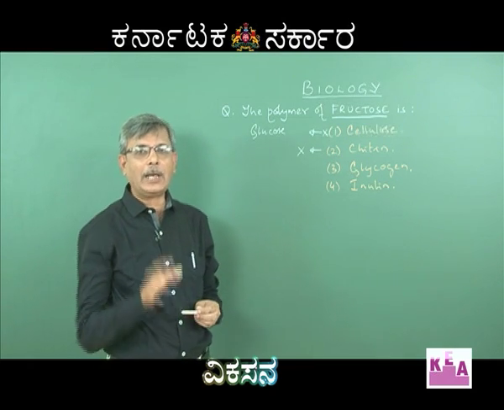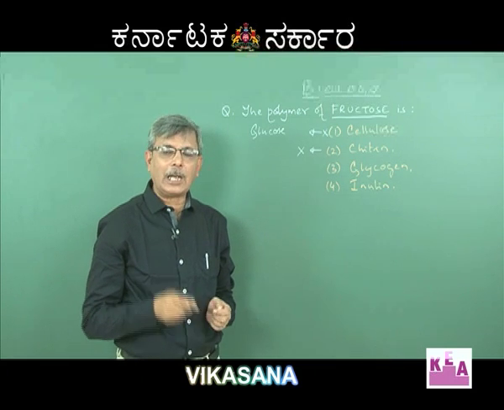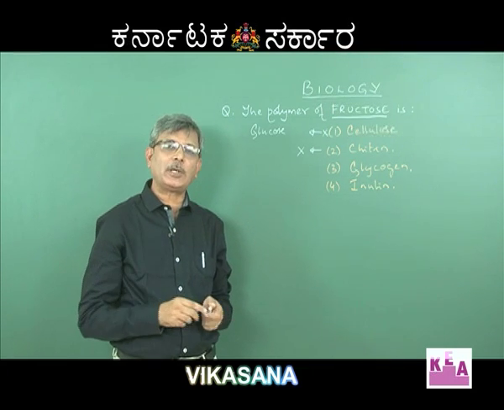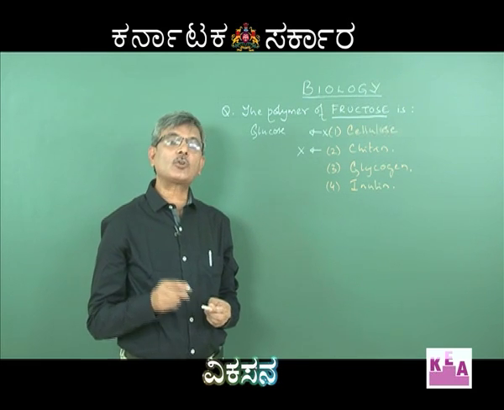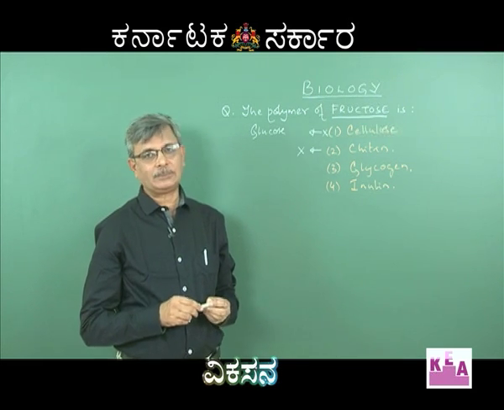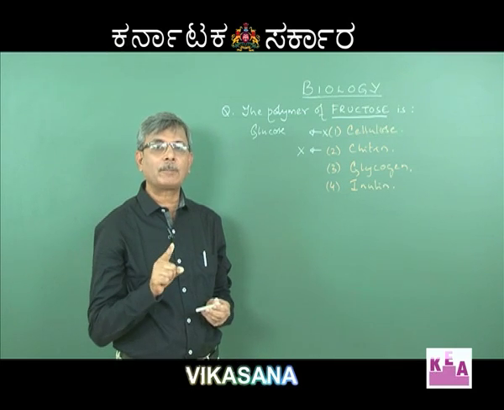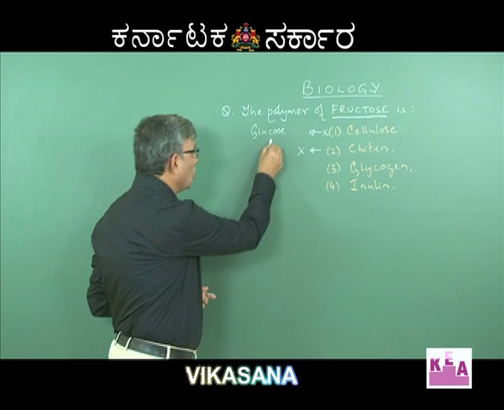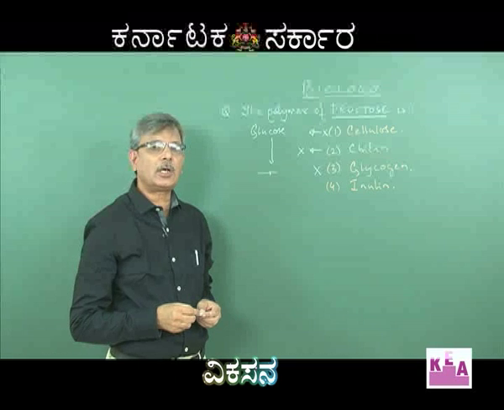Glycogen. Glycogen is commonly called as animal starch. Again, glycogen is found as the reserve food material in animals including human, and it is also reserve food material in fungi. And it is a homopolymer of the glucose. Thereby, even this is not the correct answer.